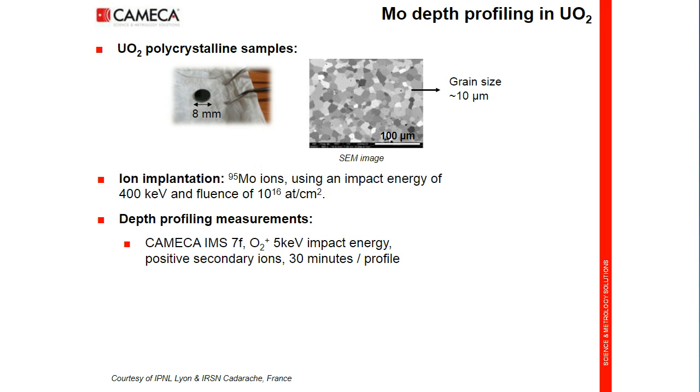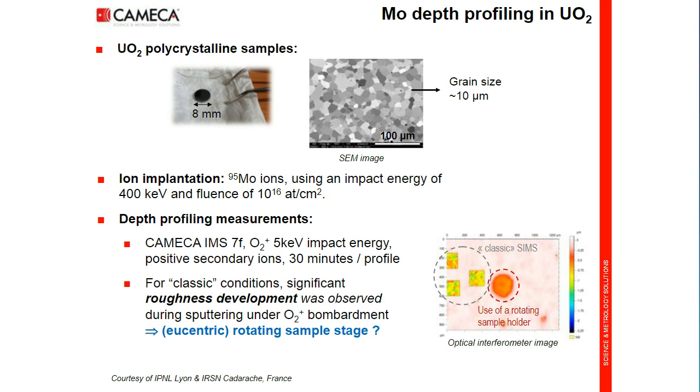The first depth profiling measurement performed in this sample using classic conditions, that is, with a static sample stage, has shown the presence of a significant roughness at the crater bottom, as can be seen in the optical interferometer image. Surface roughness development during sputtering is a well-known process that degrades the depth resolution of SIMS measurements.